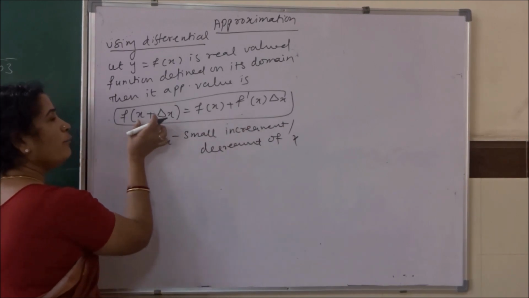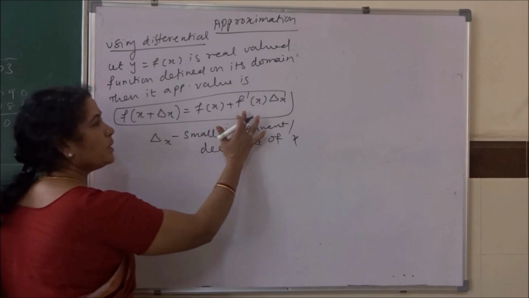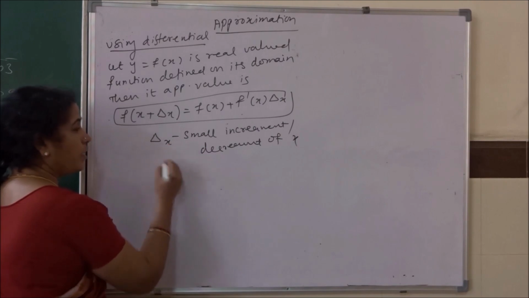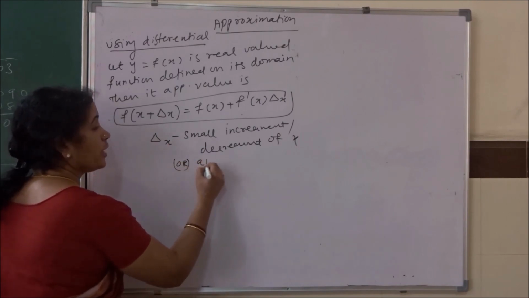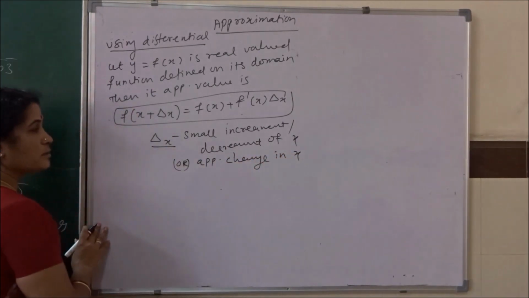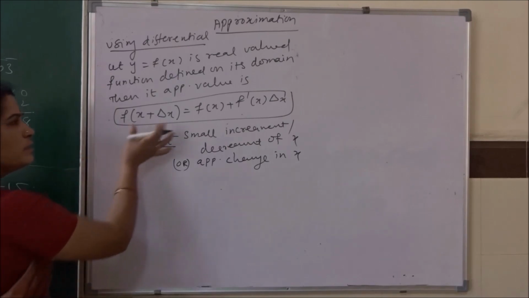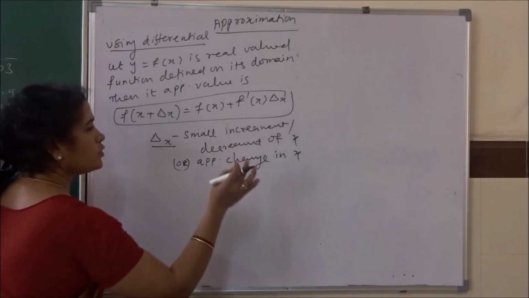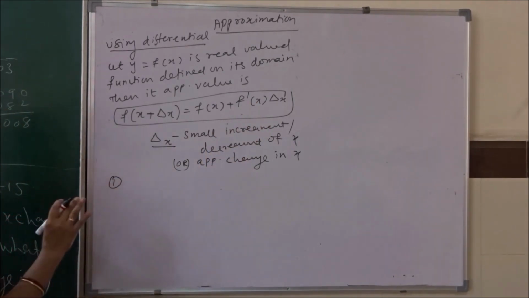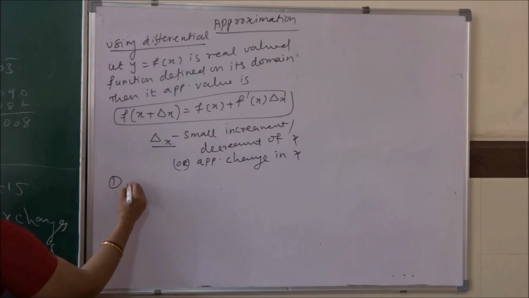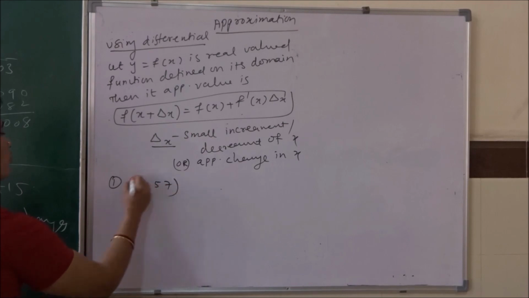Fine. Now f of x plus delta x is equal to f of x plus f dash of x into delta x. Suppose they ask for the approximate change in y; that is called delta y. Just recall the formula, nothing else here, and simple differentiation. Now see the question: using differential, find the approximate value of 26.57 whole power 1 by 3.